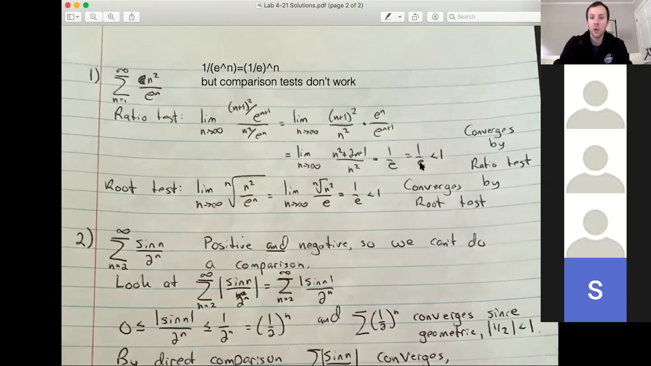So the limit is 1 over e, then you have to look up in the ratio test, what does that mean? For the ratio and root test, the dividing line is 1. And if you're smaller than 1, the series converges. If you're bigger than 1, it diverges. So our limit was less than 1, so it converges.